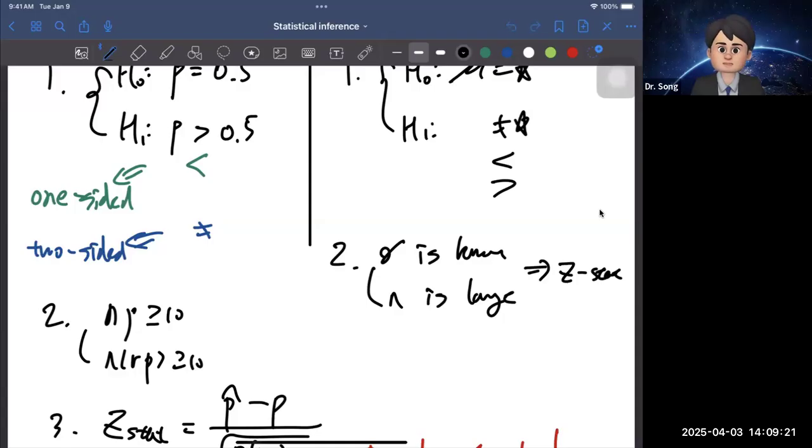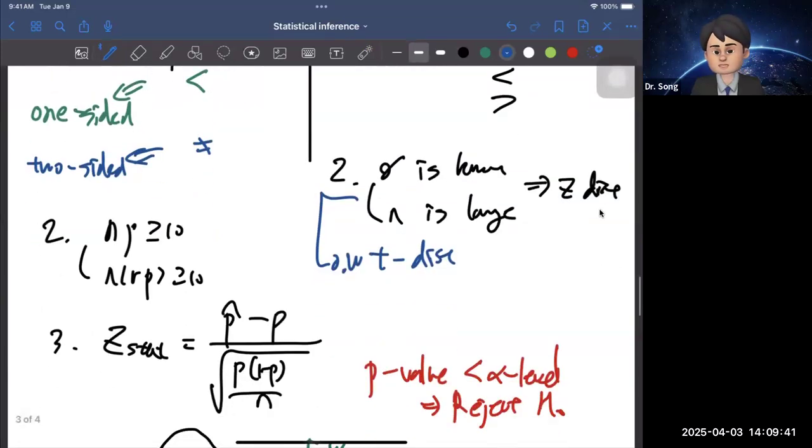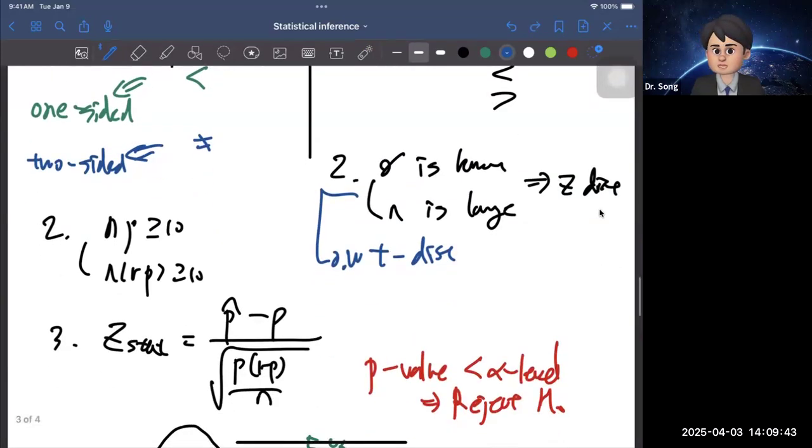But that's not usual, because sigma is in general unknown. Why? You don't have the population data. How could you get to know the population standard deviation without having the population data? So in many cases, it's natural to use a t-distribution. Okay. And then you calculate the test statistic. The test statistic is the following.